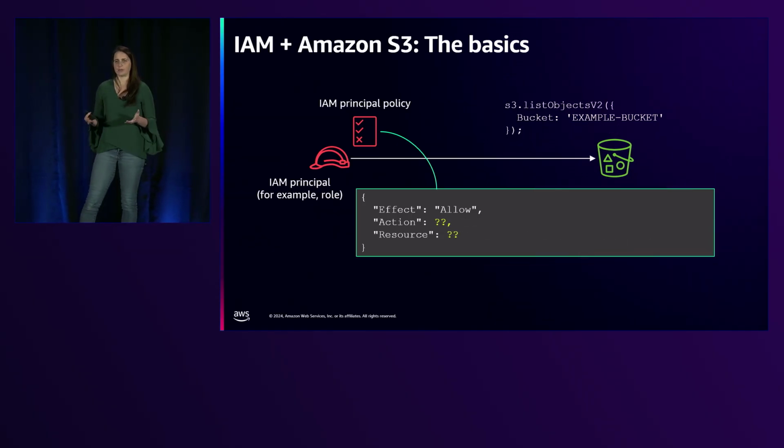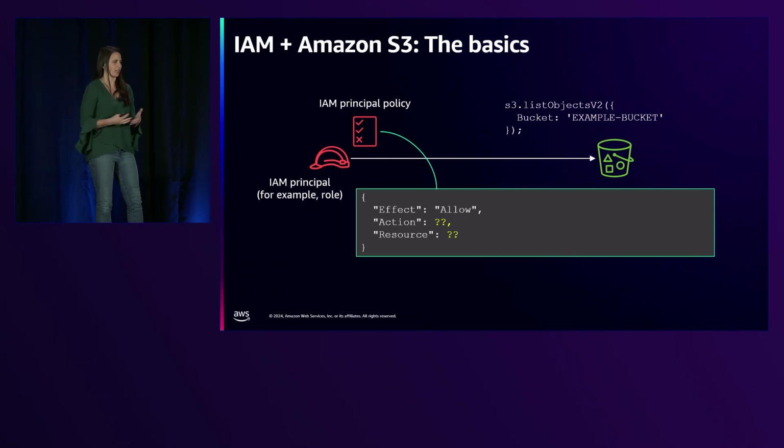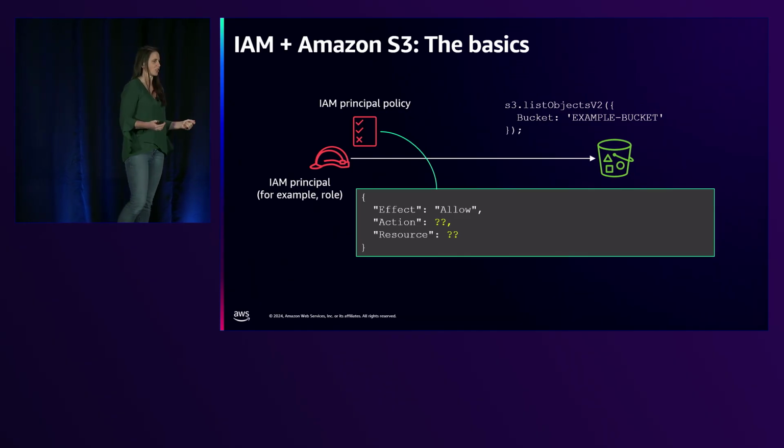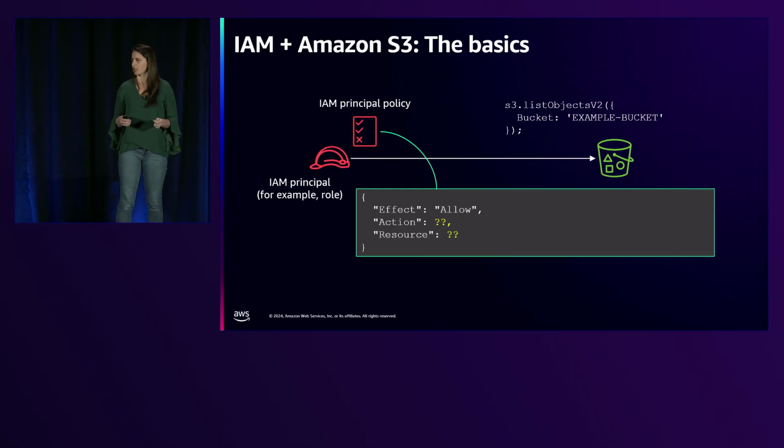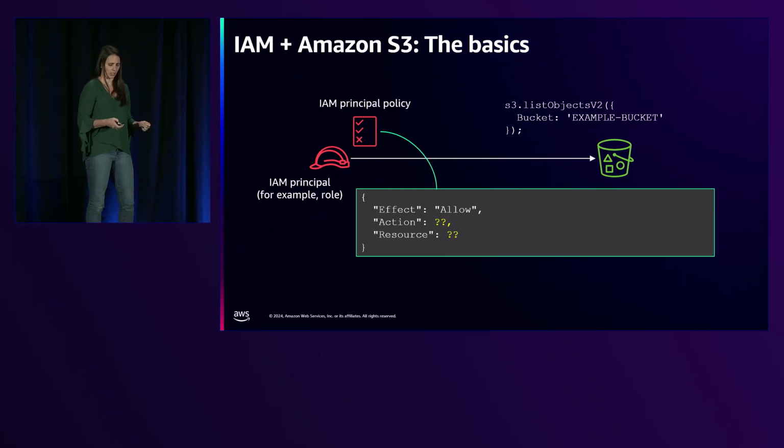All right, a lot of times when you're trying to read objects in buckets, you also need to list them. You need to know what kind of object you're trying to get, and you need to know what exists in the bucket. I'm going to use the list objects v2 API for this one. But how do I know what to put in the action or what to put in the resource?